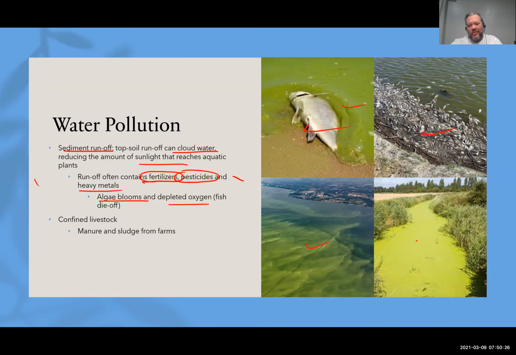So the water pollution is a byproduct of the way that we are doing agriculture. All right, and also confined livestock, the manure and sludge from the farms, that also washes off. And there's ways that if you look at like CAFOs that we've talked about, the feedlots, there's ways that they try to mitigate that, try to lessen that kind of runoff, and it works. There's definitely less of it, but the runoff of animal waste is definitely a problem.